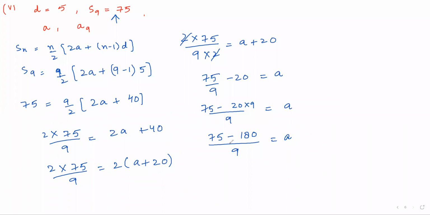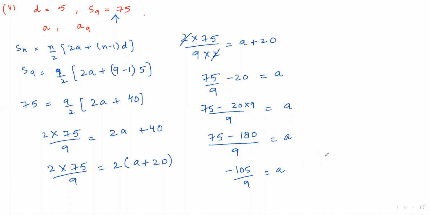So see, 180 minus 80 is 100 and then plus 5, so 105. So minus 105 divided by 9 is equal to a. Understood? Okay. Now is it divisible by 9? No, I don't think so.